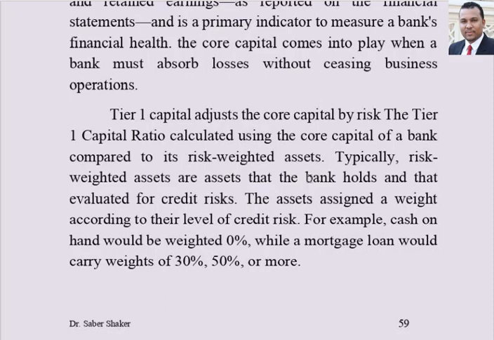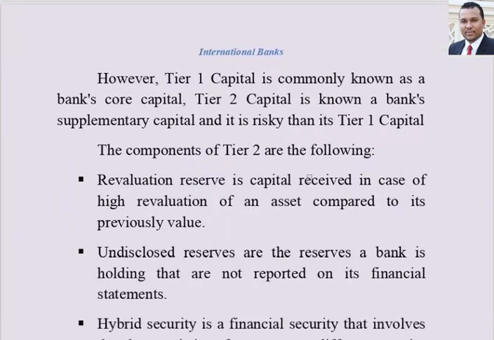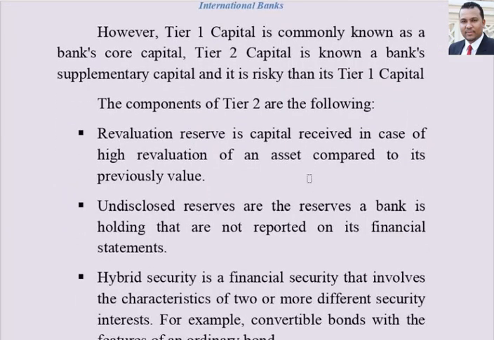But remember that cash on hand has no risk, so the weight equals 0. Weight of risk equals 0. A mortgage loan may have a risk weight of 30%, 50% or more. This is Tier 1 capital, commonly known as the bank's core capital.